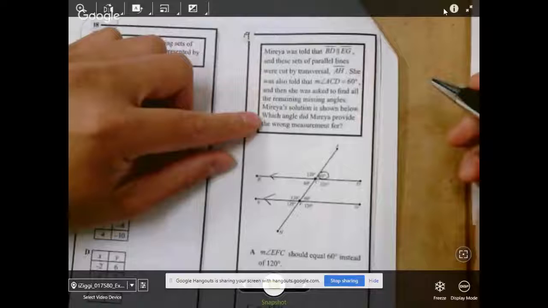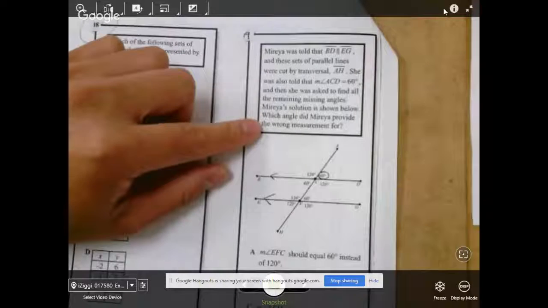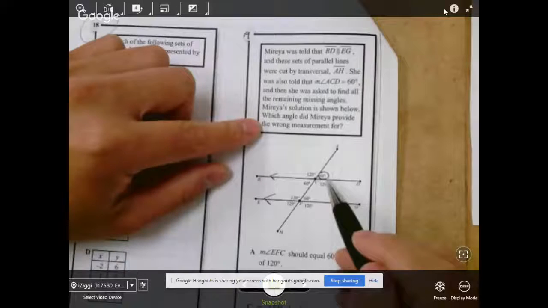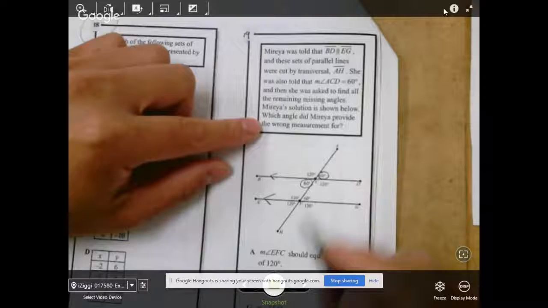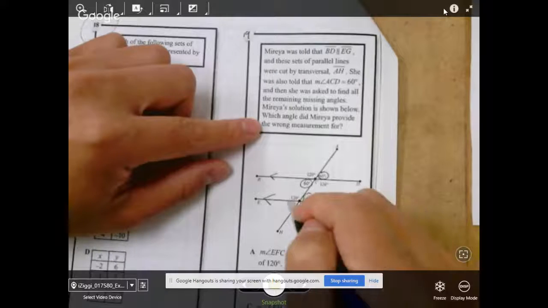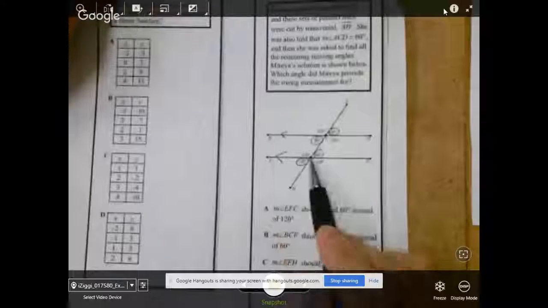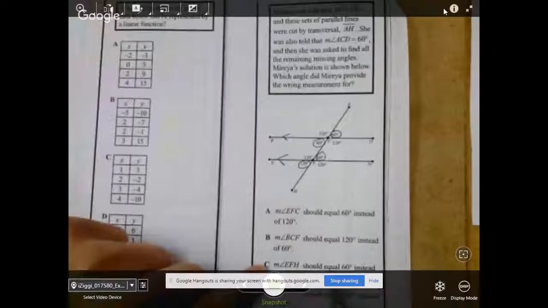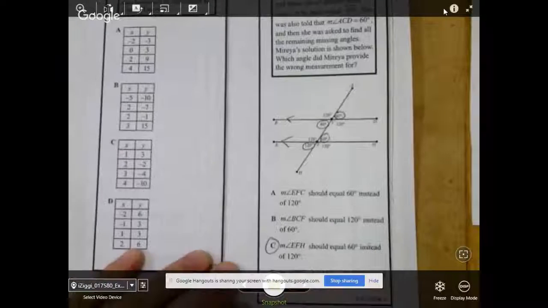Remember we did this. This is the one that's given to her. So we want the vertical angle to that. Those are congruent. And then we want the two corresponding angles. They should all be congruent. So the corresponding angle to the one she was given is right here, and the one vertical to that would be right here. Those circled ones should all be 60 degrees. This one isn't. EFH should be 60 instead of 120. So this one should be C. That right there should be 60 degrees.